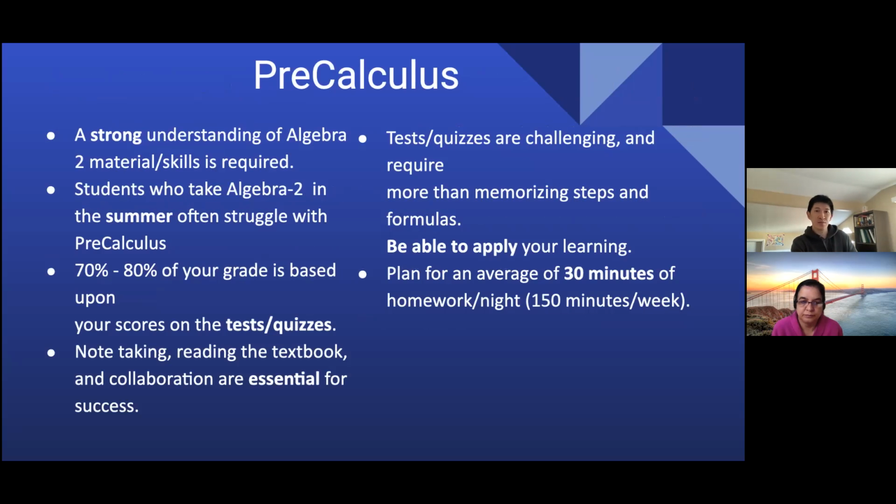The next class we're going to look at is pre-calculus. In order to do well in pre-calculus, you really need to have a strong understanding of the Algebra 2 material. As a guideline, if you want to consider what strong is, it's kind of like getting an 85%, a B level, in Algebra 2. That's where you would at least find some success in pre-calculus. If you find that you're not getting an 85% in the class, then you may find yourself struggling.